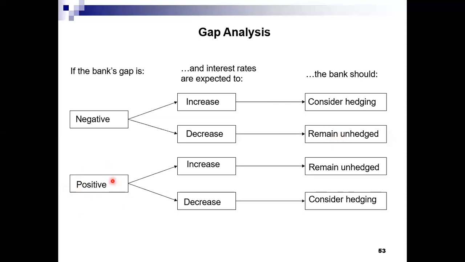So if the gap is positive, when interest rate increases, no need to do anything, remain unhedged. In case of a positive gap, if interest rate decreases, consider hedging. Now the bank will end up with a loss in net interest income, right? So therefore consider hedging. They have to make arrangements to hedge that kind of risk.